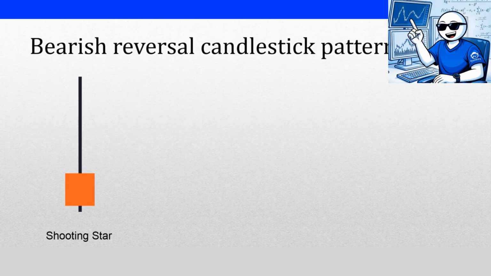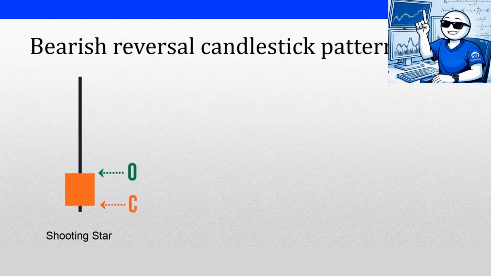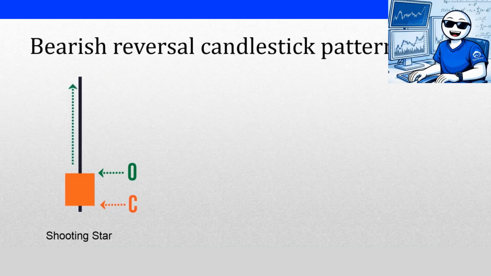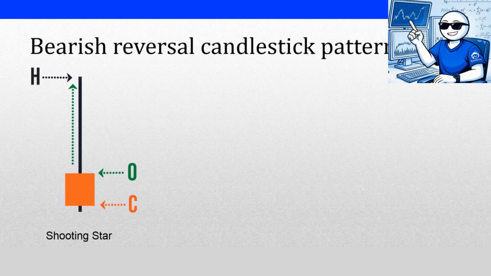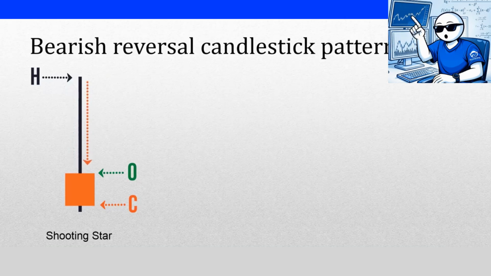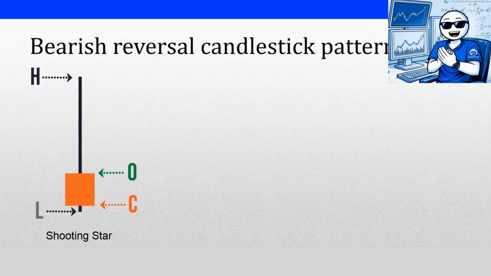Since it's a red color candle, the opening price is here, the closing price is here. So what happened? When the day started, let's say this is a daily candle, buyers pushed the price all the way up to the highs for the day. And then suddenly the sellers came in to take control and pushed the price near the lows of the day, finally closing near the lows of the day.